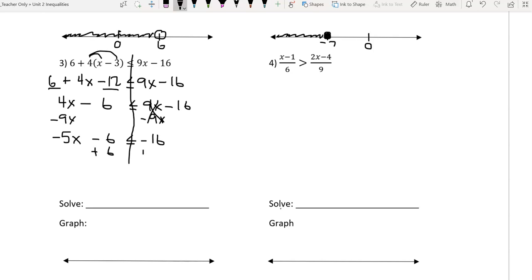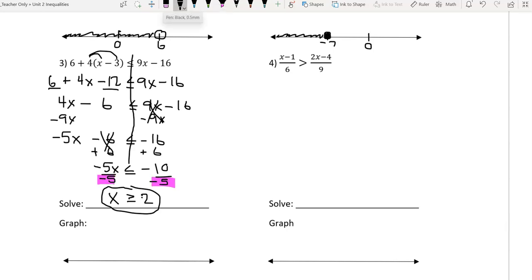Now we're right back where we were yesterday. So add 6 on both sides. Negative 16 plus 6 is negative 10. And when you divide by negative 5, it's going to get you again if you forgot. x is greater than or equal to a positive 2 for my final answer. We have to flip the sign, and I'll highlight it again, because we divided by a negative, okay?